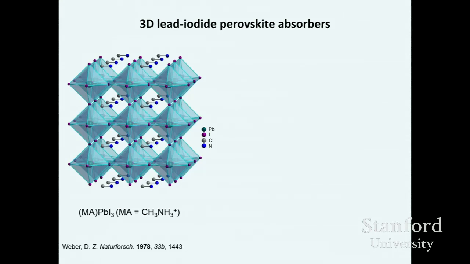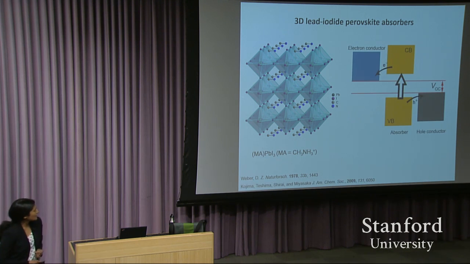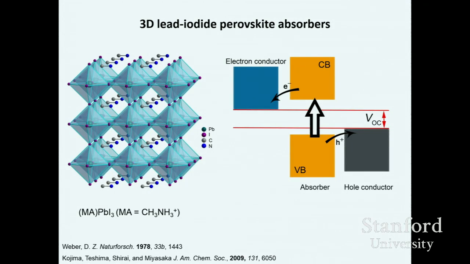So the material that has caused a great stir in the photovoltaics community is shown here. This is a 3-dimensional lead iodide perovskite, and it's a hybrid perovskite because the A site cation is this organic molecule, methylammonium. This material was first crystallographically characterized in 1978, and in 2009, this material was shown to perform as a pretty good absorber in a solar cell.